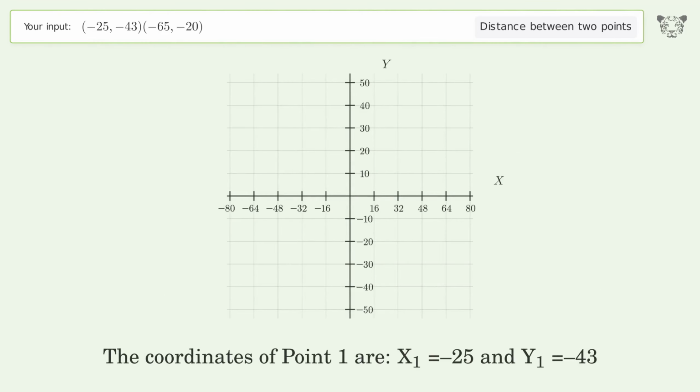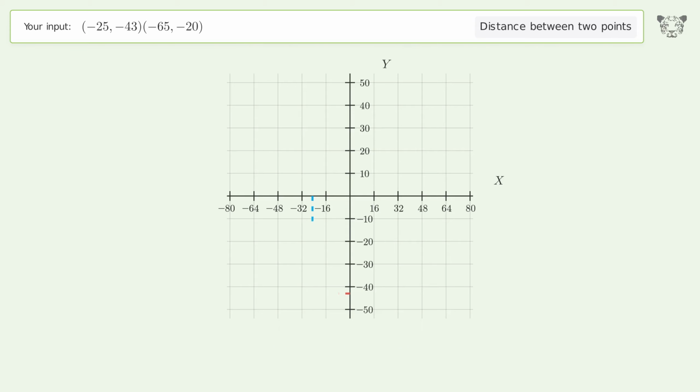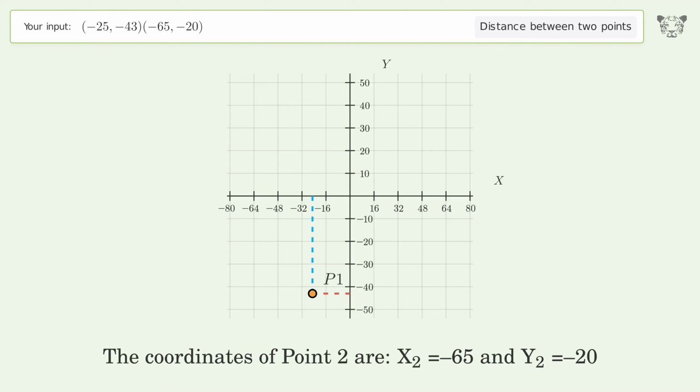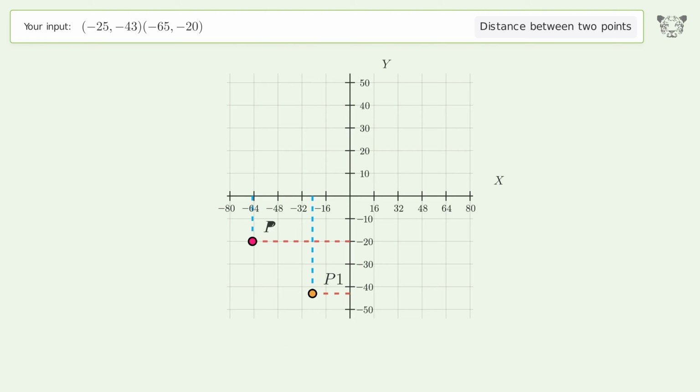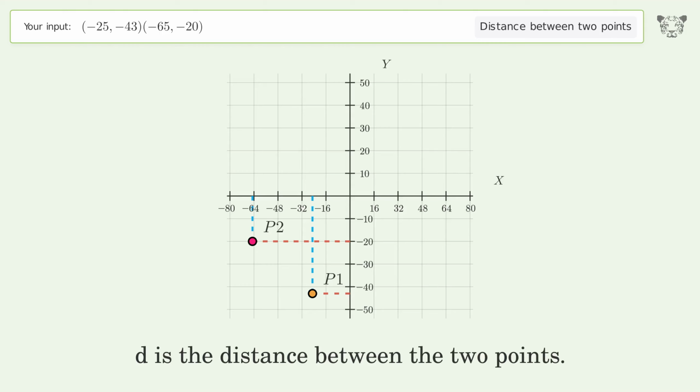The coordinates of point 1 are x1 equals -25 and y1 equals -43. The coordinates of point 2 are x2 equals -65 and y2 equals -20. D is the distance between the 2 points.